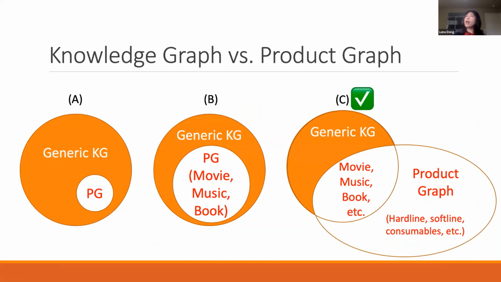A lot of information for generic knowledge graphs, such as movies, music, and books, are related to products. And meanwhile, in the product graph, we have information about hard line, the furniture, the electronics, soft line, the clothes, the purse, the shoes, and also consumables, those stuff you put in your bathroom, in your kitchen. And this is unique for the product knowledge graph.